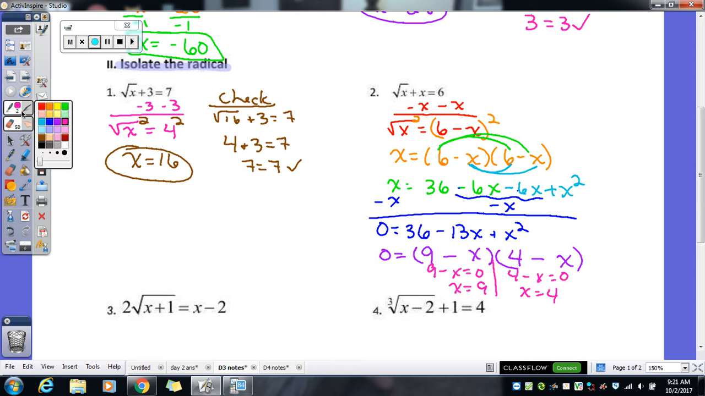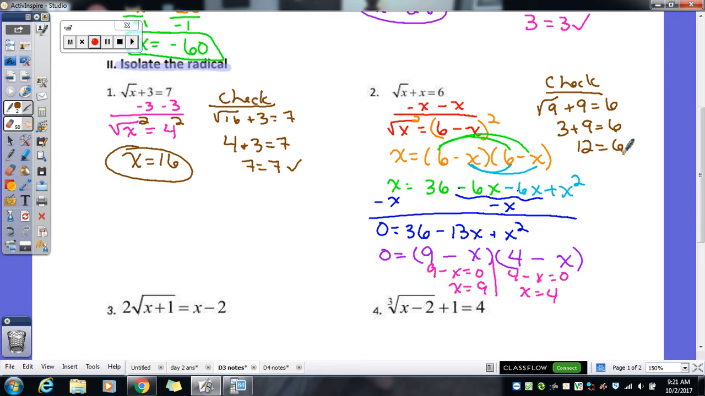So let's do our check. If I check up here, plug in my 9 first. So the square root of 9 plus 9. We're going to see if that gives us a 6. So the square root of 9 is 3, plus the 9 that was there gives me a 12. Does 12 equal 6? No. So we've got to reject x equals 9.